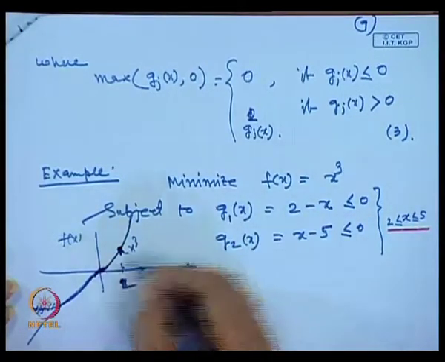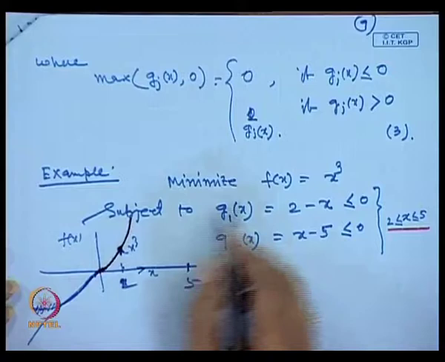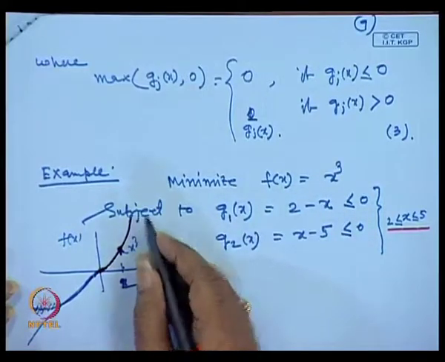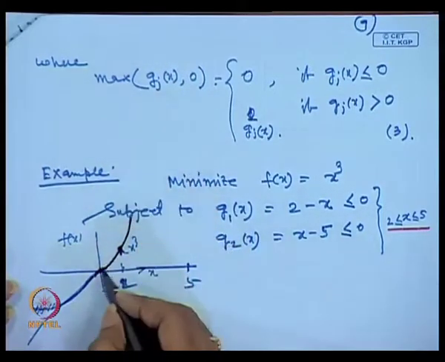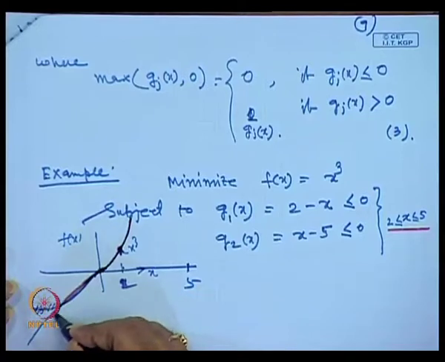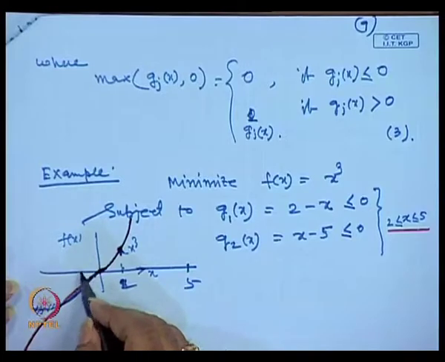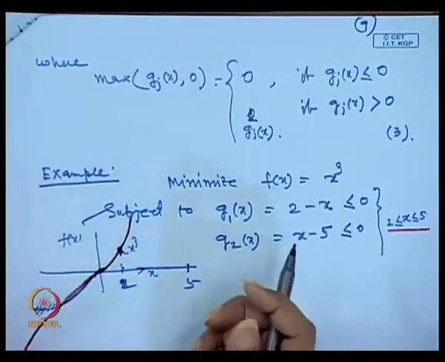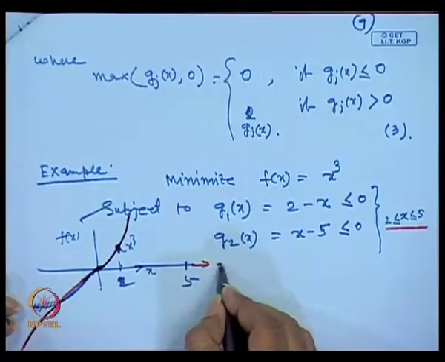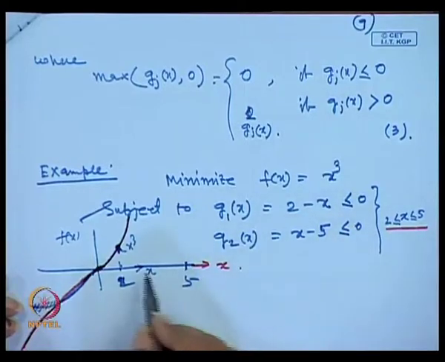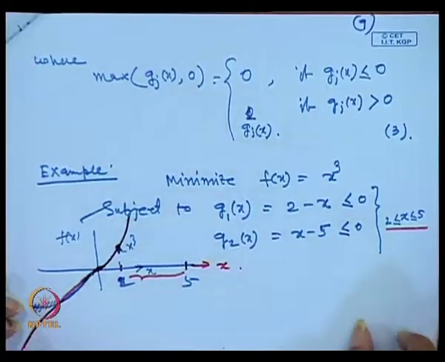If you plot this, it is a cubic function like this. At x equal to 0 the function value is 0, and as x increases in the positive direction, this function increases steeply as a power of x cube. Similarly here it also increases like this. For negative x the function value is negative, since it is an odd function. This is our x direction. Our feasible region lies between 2 and 5. This is our feasible region.